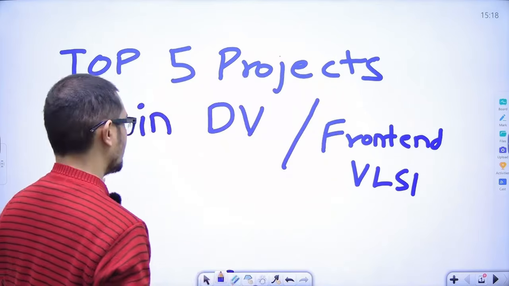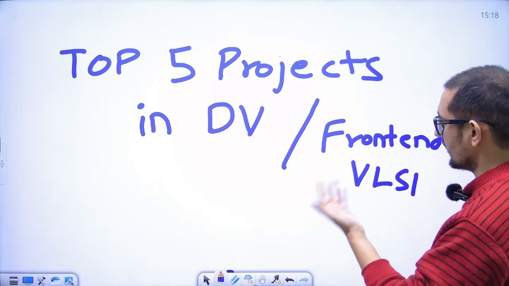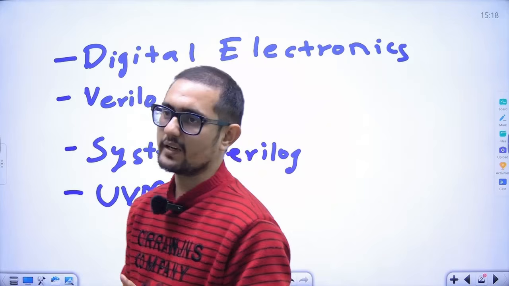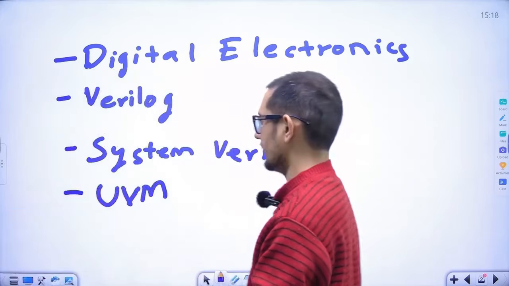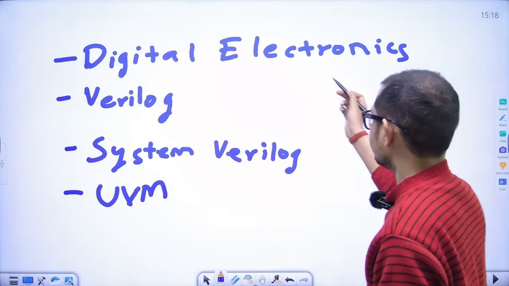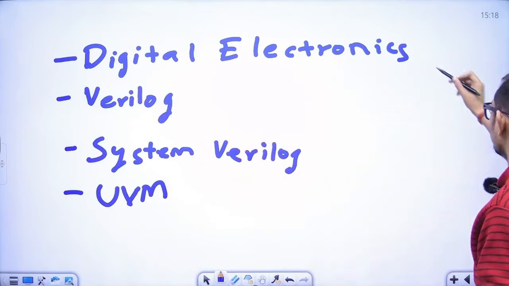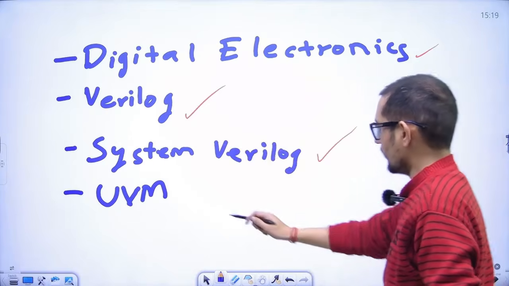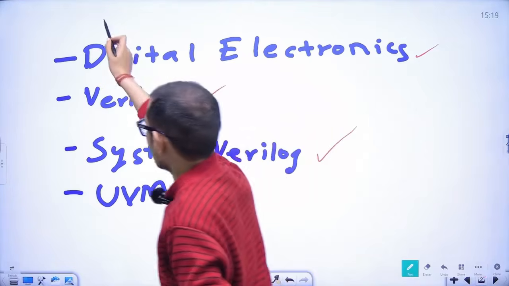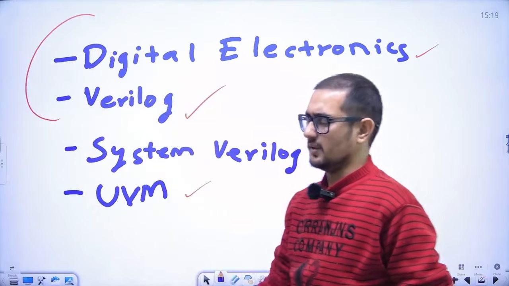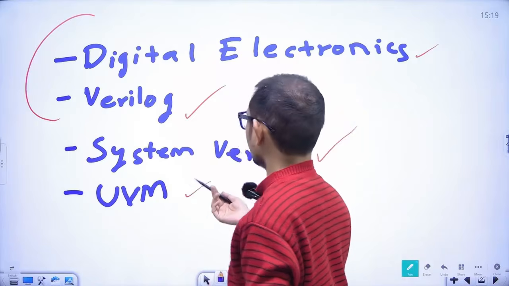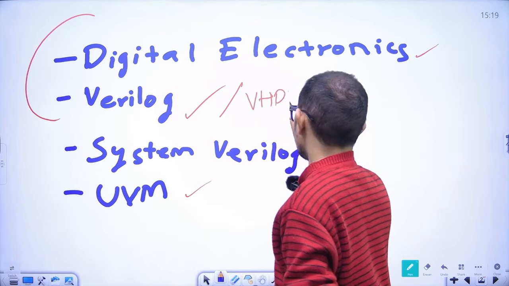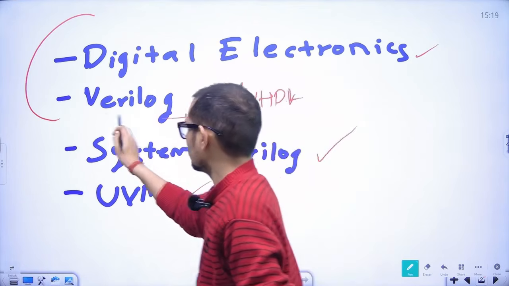So let's see what skills you have to learn before implementing any projects in RTL design and verification, front end VLSI. This is digital electronics. Digital electronics is required, Verilog is required, SystemVerilog is required, and UVM is required. With these skills, you can at least implement the basic things. Even if you want to implement in VHDL, if you are learning any one, that is also fine.